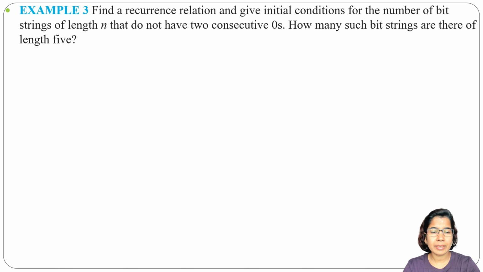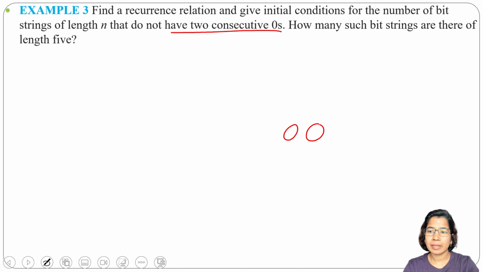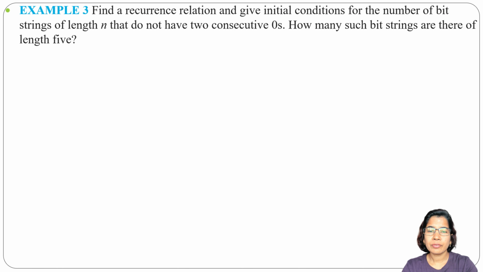Find the recurrence relation and give the initial condition for the number of bit strings of length n that do not have two consecutive 0s. So there should not be two 0s together. How many such bit strings are there of length 5? Now for length 1, when n equals 1, there is 0 and 1. In both 0 and 1, there are no two consecutive 0s. So for n equals 1, there are two sequences having no two consecutive 0s.